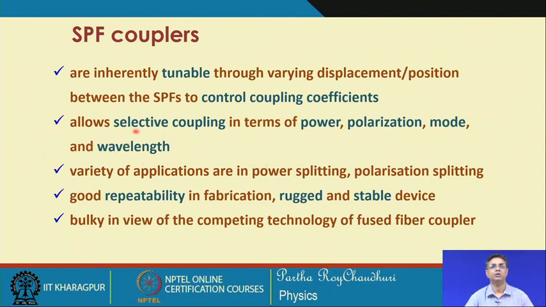If it can split the wavelength, we call it a wavelength multiplexer or demultiplexer. We will see that with the fiber fused coupler example. Power splitting is simply beam splitting, which is very common. Polarization splitting, that is TE and TM polarizations, can be separated out using this. There are technologies and methods.